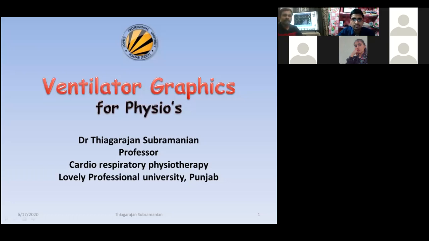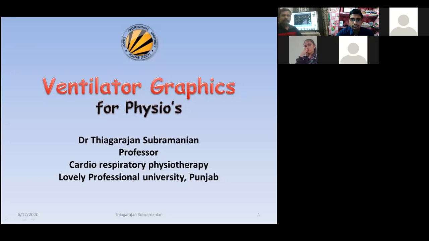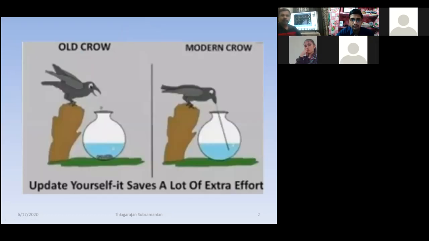Once again, I just want to share today about ventilator graphics. Whatever I have in my view of ventilator graphics, I just want to share with you all happily. Everyone wants to be a modern crow, not an old crow. I know everyone here wants to update themselves, and I hope I will fulfill this.